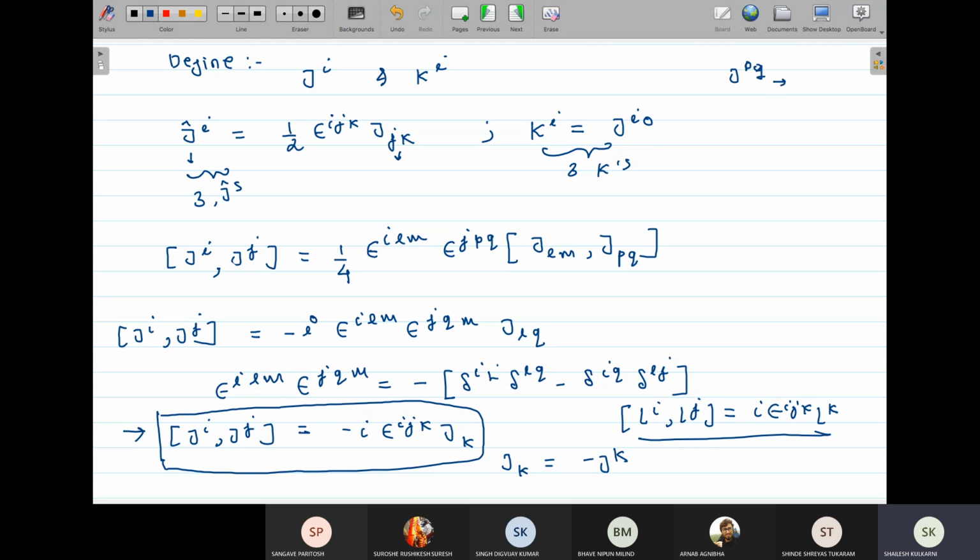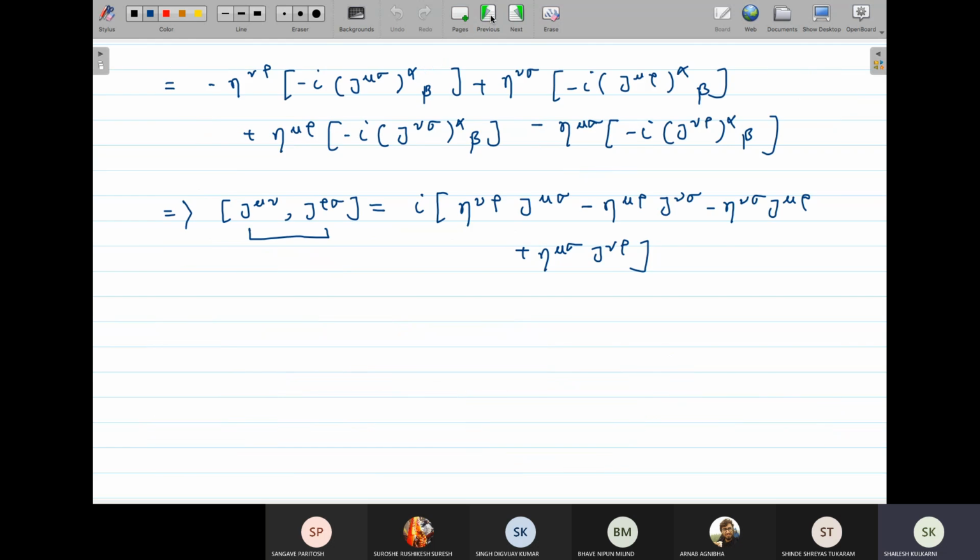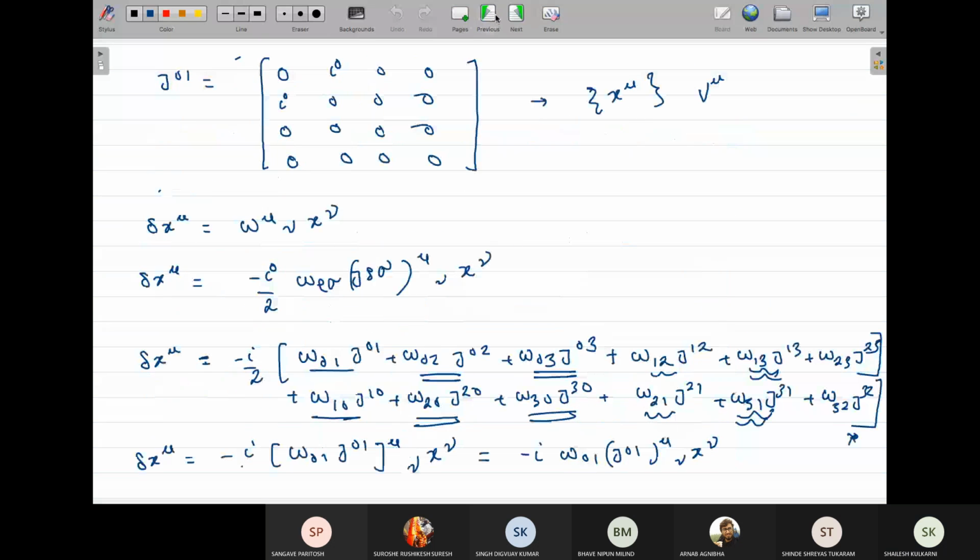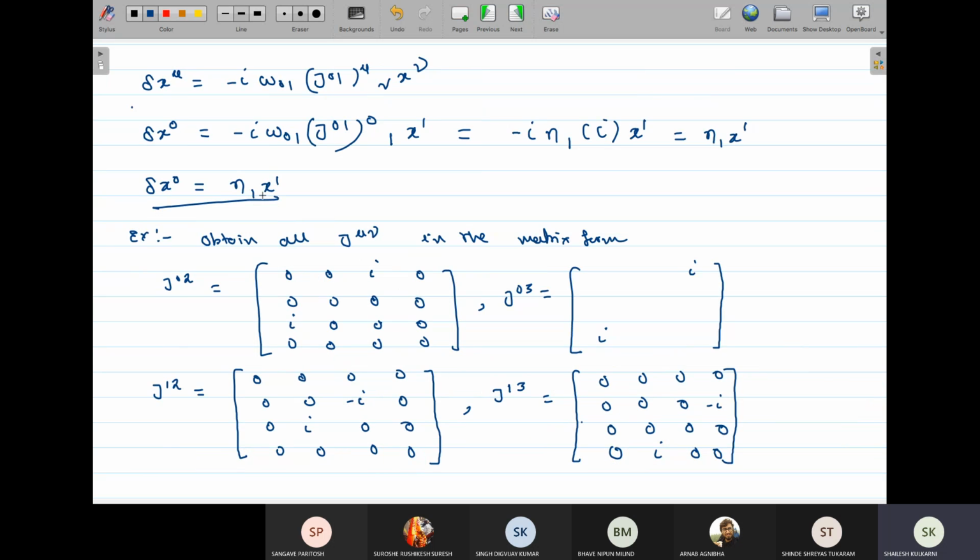J01 is a generator for the boost along X1, right? This is what we have seen. So if you do this, what do we get? J01 generates this. And what is this? This is just a boost, a transformation of the X0 component under a boost along X1.